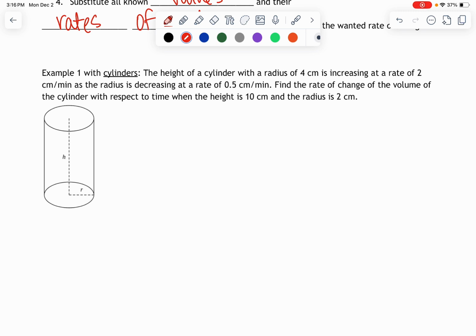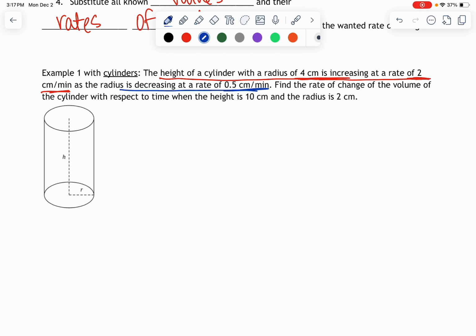So related rates means that multiple things are changing. They're related to each other, but they're not the same. So here, this cylinder is getting taller at a rate of, sorry, it's increasing at a rate of 2 centimeters a minute. So this is a rate, 2 centimeters every minute is how fast the height's growing. The radius is decreasing at a rate of half a centimeter per minute. So it's getting taller and skinnier.